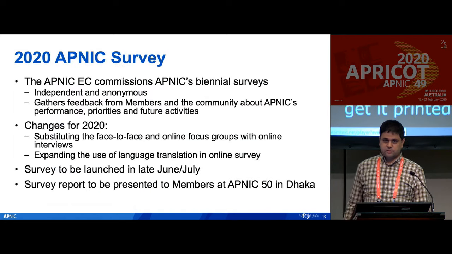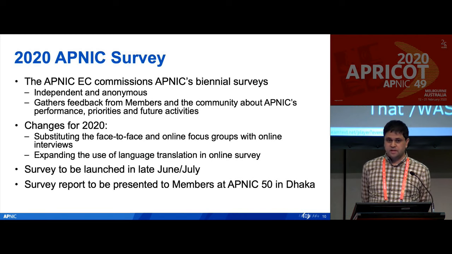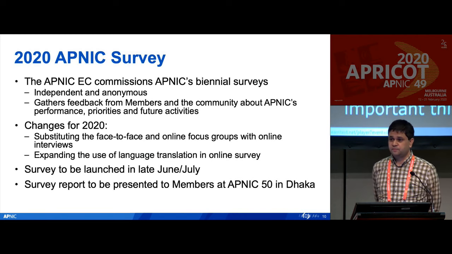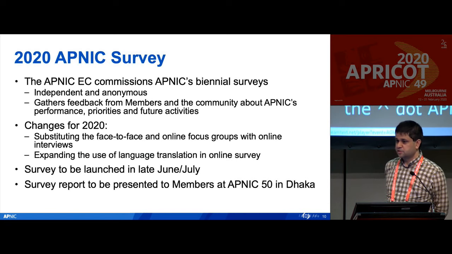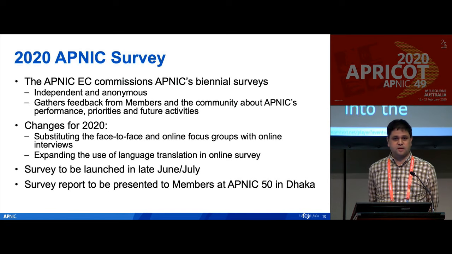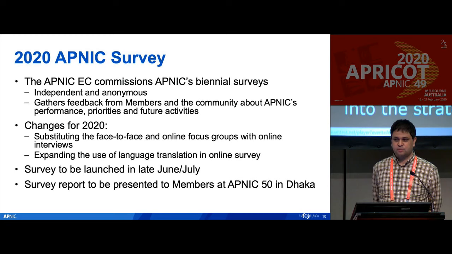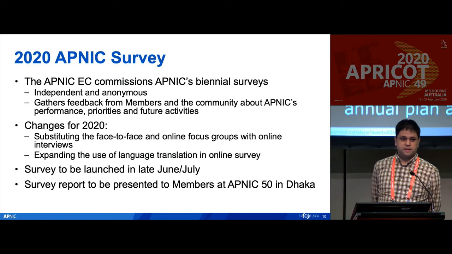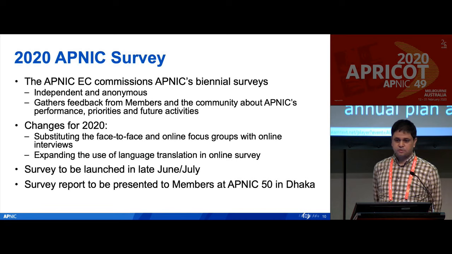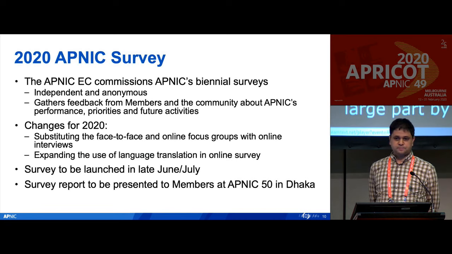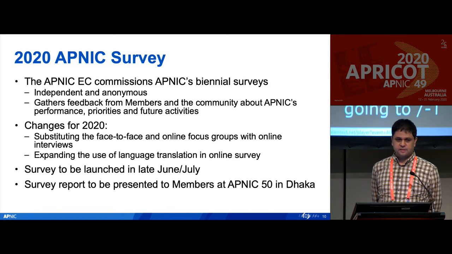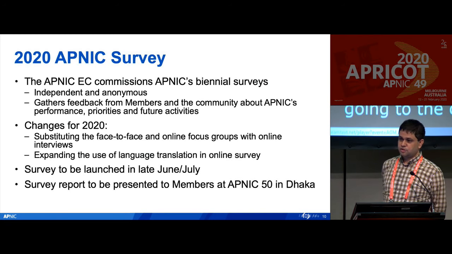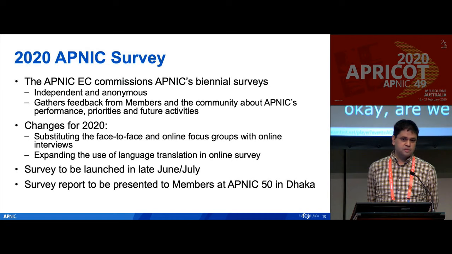Okay, that was about the strategic plan. The next important thing is that every 2 years we do the APNIC survey. A lot of what goes into the strategic plan, and the focus for the annual plan, is driven in large part by the surveys. The surveys are us going to the community and asking: are we doing okay? Are we doing good? Are we not doing good? And what do you want us to look at?